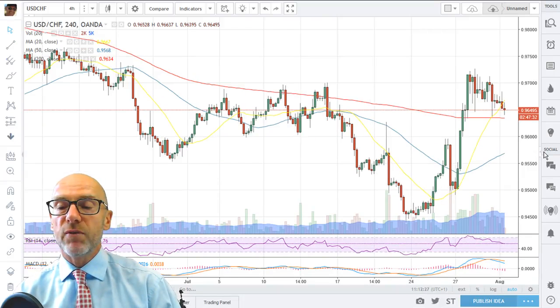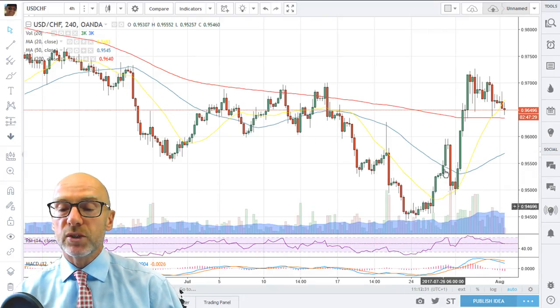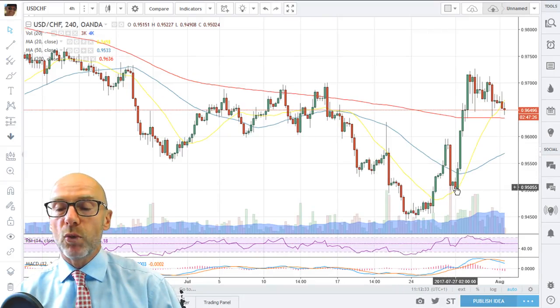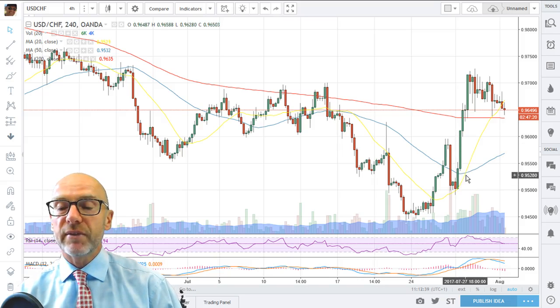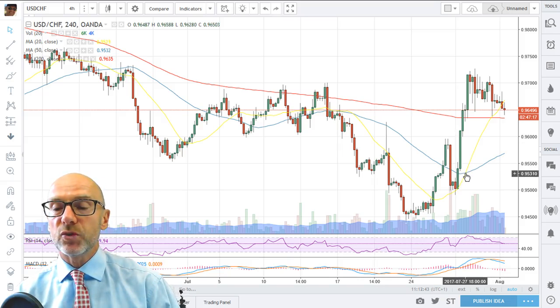On the 4-hour chart, the rally was very positive. It was good that we pulled back to the 20 average and then pushed on through the 50. The 20 and the 50 have now created a golden cross. That was on the 27th of July, which bodes well.